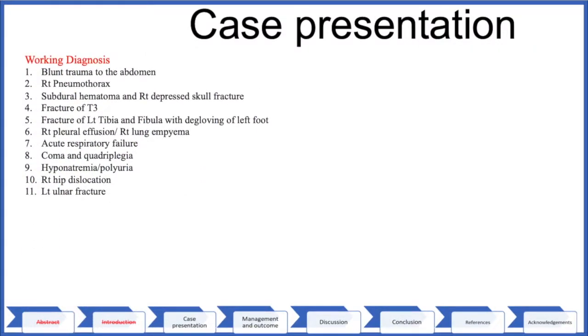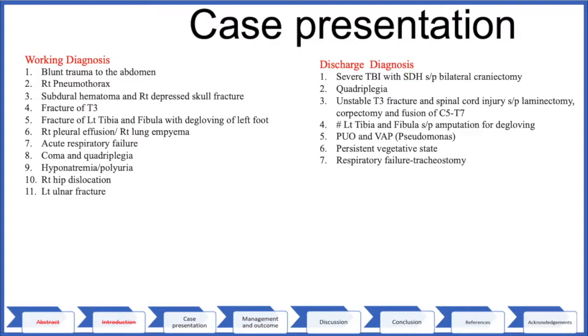So the working diagnosis was blunt trauma to the abdomen, right pneumothorax, subdural hematoma and right depressed skull fracture, fracture of T3 vertebra, fracture of left tibia and fibula with degloving of left foot, right pleural effusion, right lung empyema, acute respiratory failure, coma and quadriplegia, hyponatremia, polyuria, right hip dislocation and left ulnar fracture. There are a few more to put in here, but I thought these were the main issues the patient was suffering with. The discharge diagnosis was severe TBI with subdural hematoma, so bilateral craniectomy was done, quadriplegia, an unstable T3 fracture and spinal cord injury.